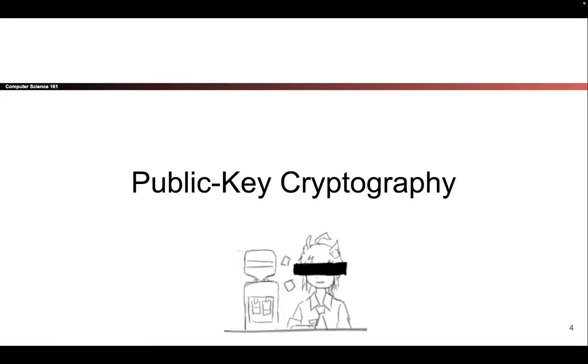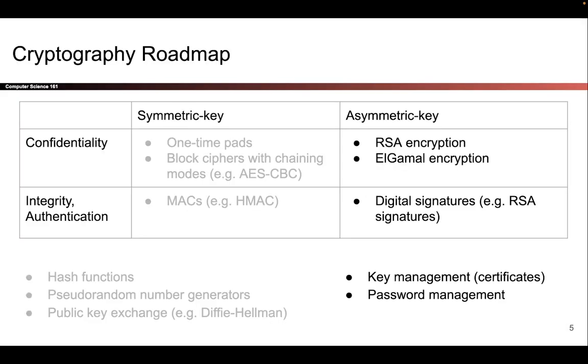Today is all about public key cryptography. So if you look at our cryptography roadmap, we are now in the right half of this table. We're going to be looking at schemes that use the asymmetric key model. Some of these schemes will provide confidentiality, and others will provide integrity and authentication.